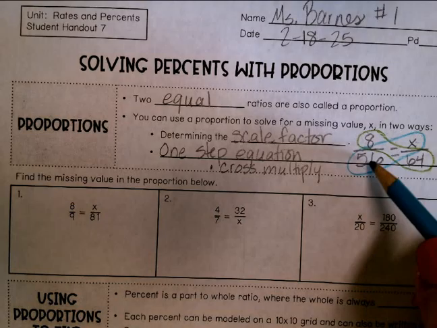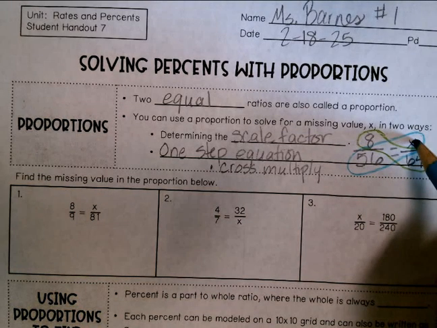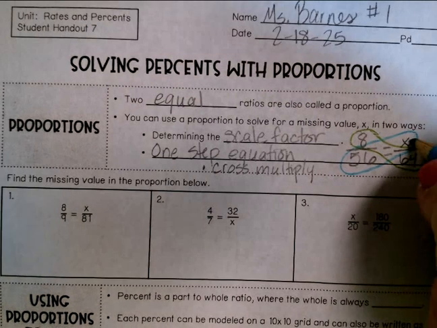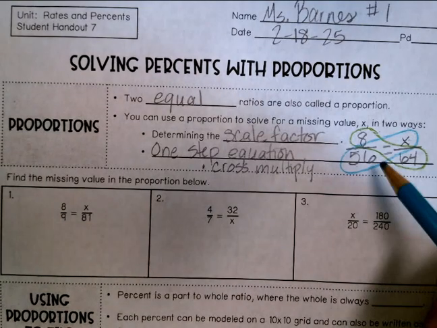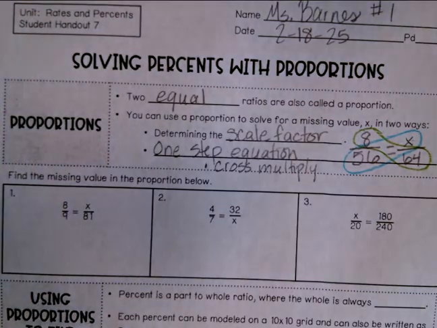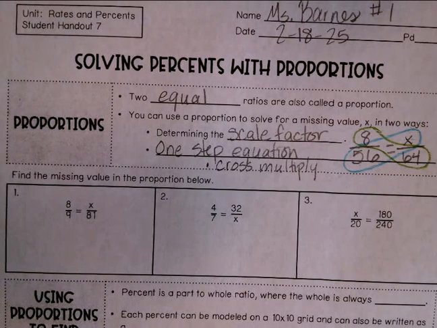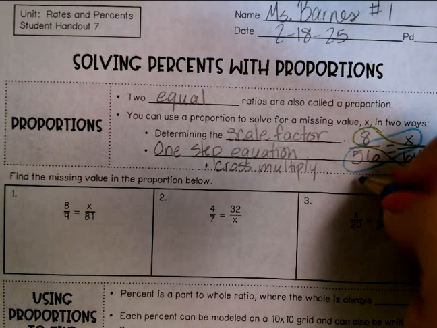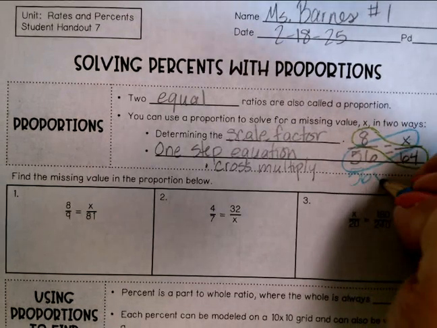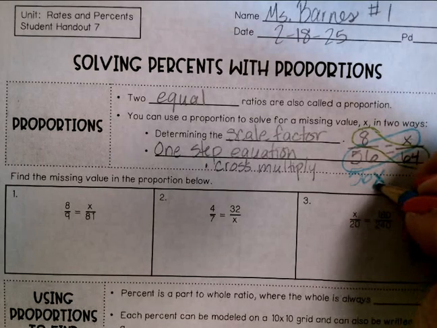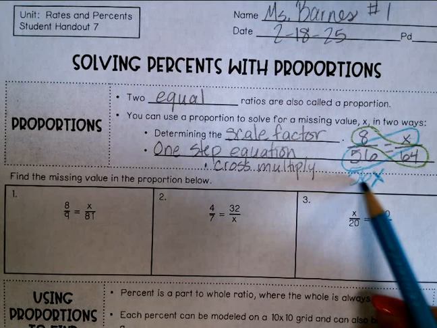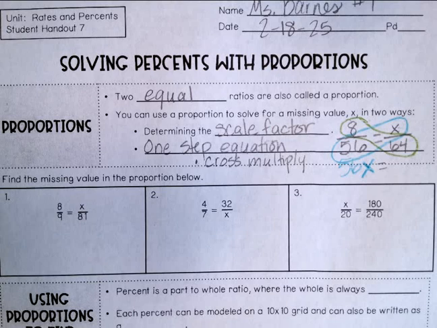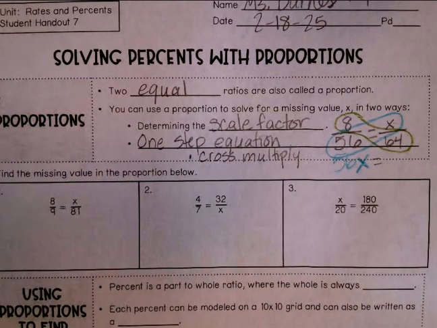Now, 56 times x. That's kind of hard. So x is an unknown number, right? If I multiply, it means I'm going to repeat something, correct? So if I repeat x 56 times, what would I have? I would have 56x, because I don't know what it is, but I know that it would be 56 times x, correct? Then I do 64 times 8.